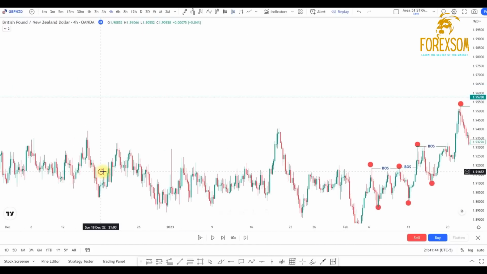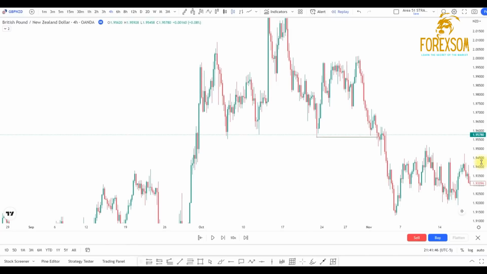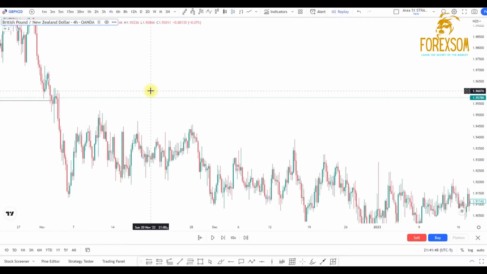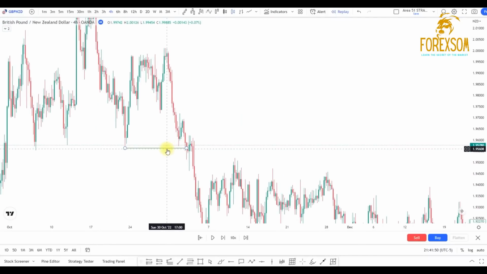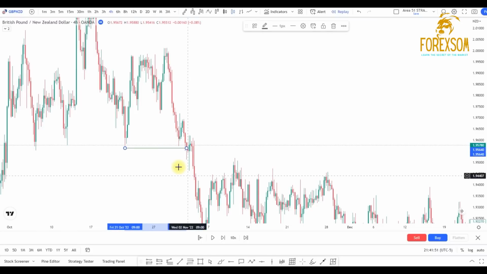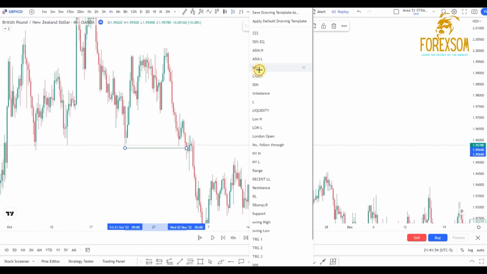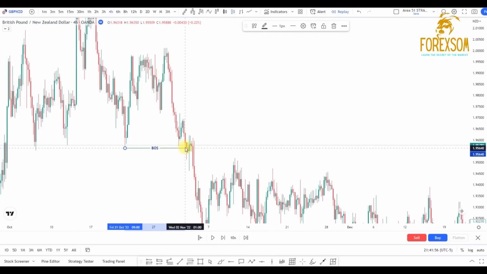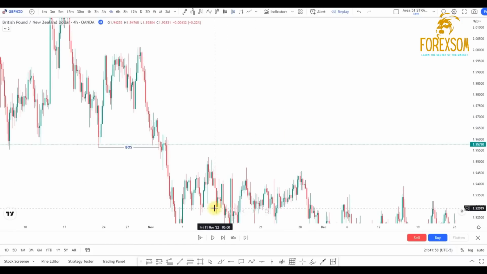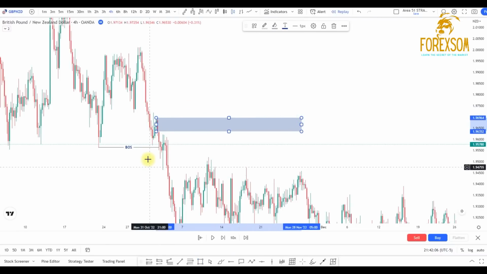Okay, let me move to the left. Before all this happened, there was a break of structure here. Okay, there was a break of structure right here, guys. Once this break of structure happened, there was an imbalance or a supply zone that's not mitigated yet. You can see that there's a little bit of imbalance going on here. This supply is not touched yet.